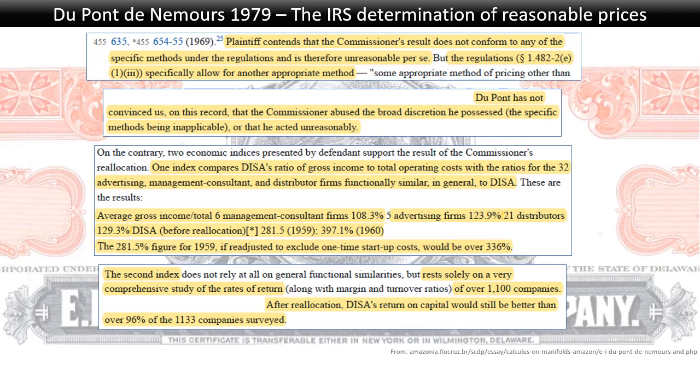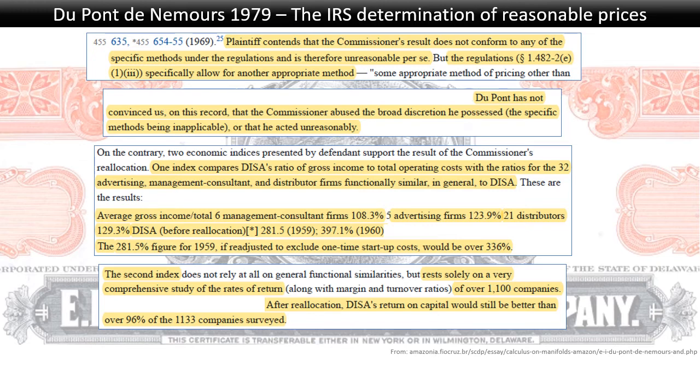The second index does not rely at all on general functional similarities, but rests solely on a very comprehensive study of the rates of return on assets of over 1,100 companies. After reallocation, DISA's return on capital would be better than over 99 after reallocation. This is after reallocation done by the IRS. DISA's return on capital would still be better than over 96% of the 1,133 companies surveyed, is what they said.